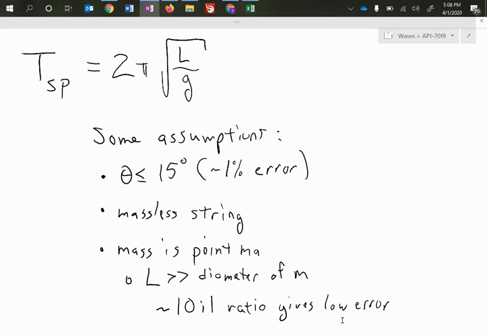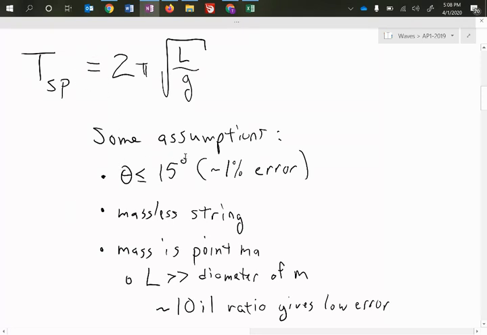That would include this. So we see here on the screen we have the period of a simple pendulum. It's an equal sign, which we should take with a grain of salt, as we'll see as we go through. But it's equal to, quote unquote, 2 pi square root L over g. There are some assumptions that make this equal sign better.